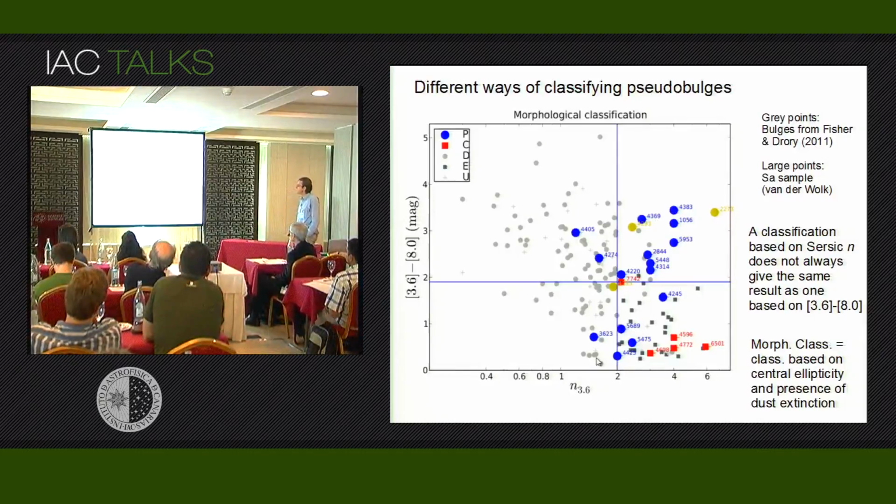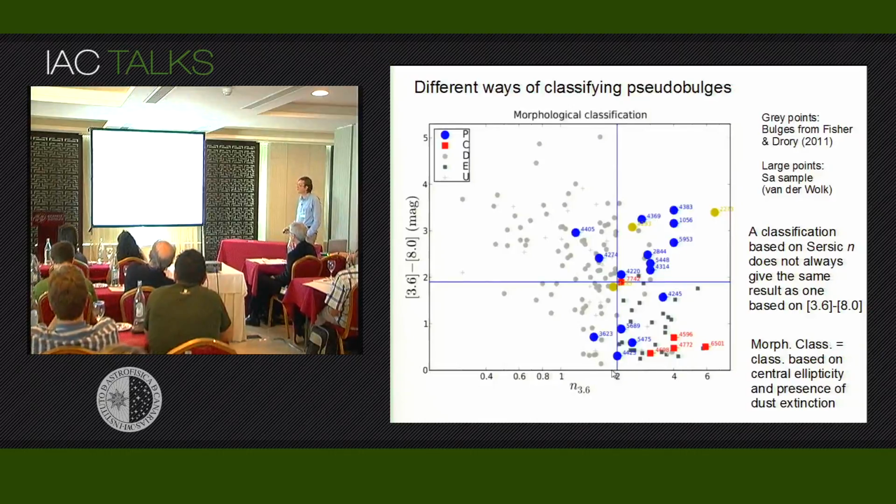So the last plot is then something about pseudobulges, about classification of pseudobulges. I don't want to say very much about it because this is just a thesis paper and it's not really digested completely, it hasn't been submitted yet to a journal, but it's also maybe up for comments.